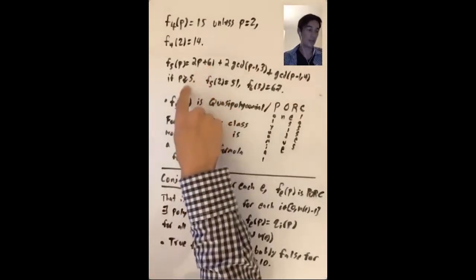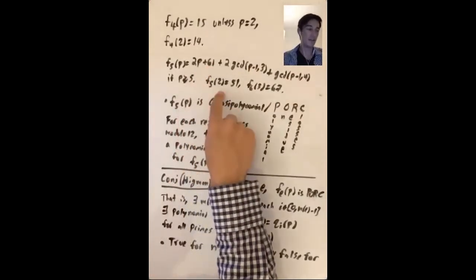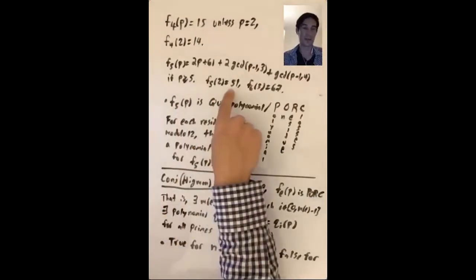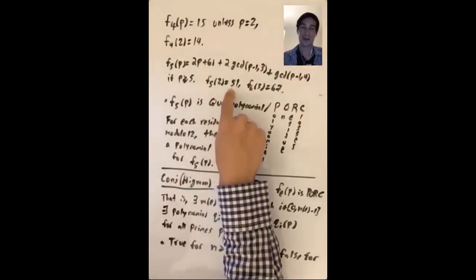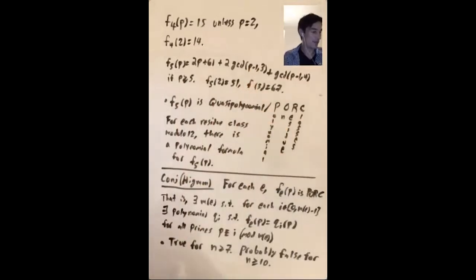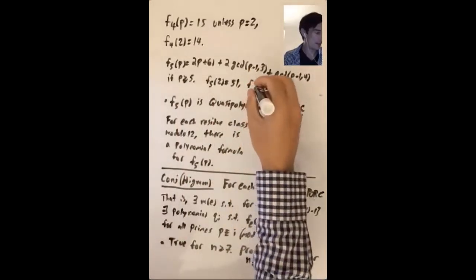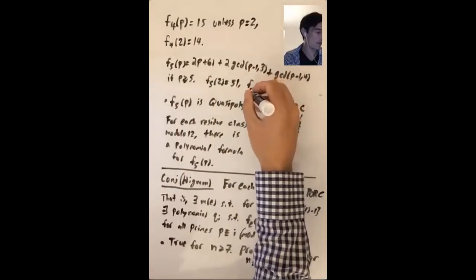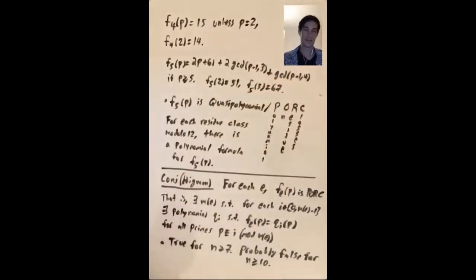That formula holds if p is at least 5. But 2 to the 5th is too small to capture all these things. There's only 51 groups up to isomorphism of order 32, and there's only 67 groups of order 3 to the 5th up to isomorphism.